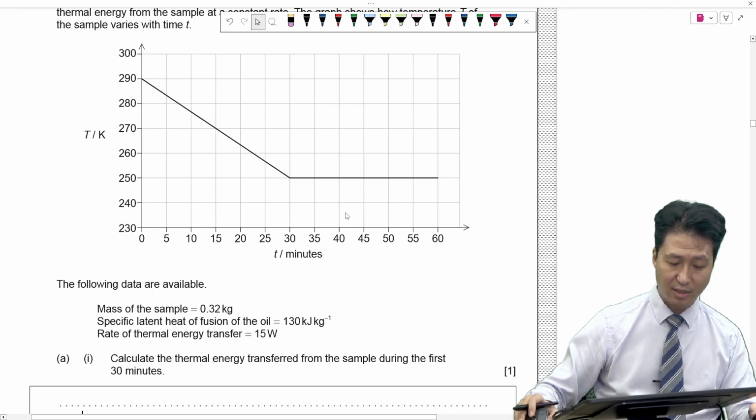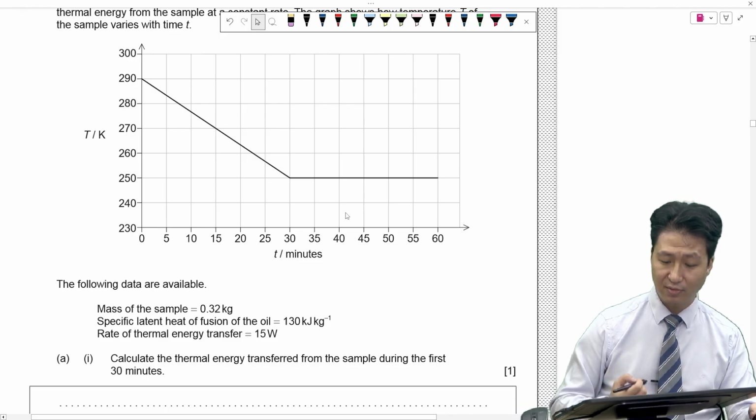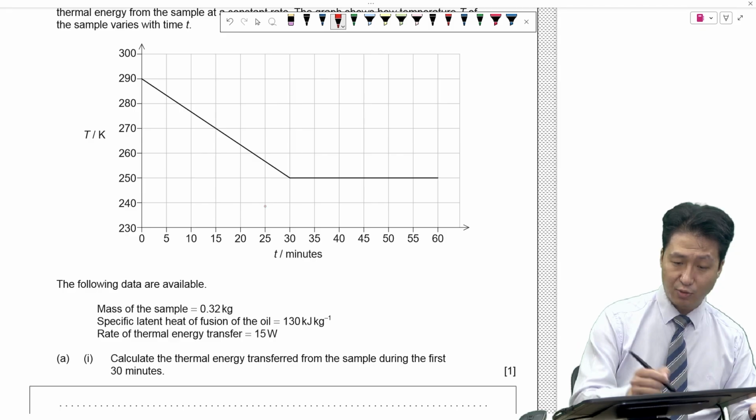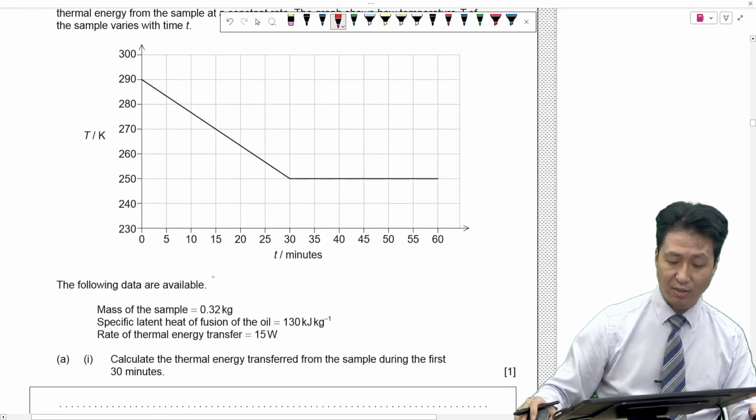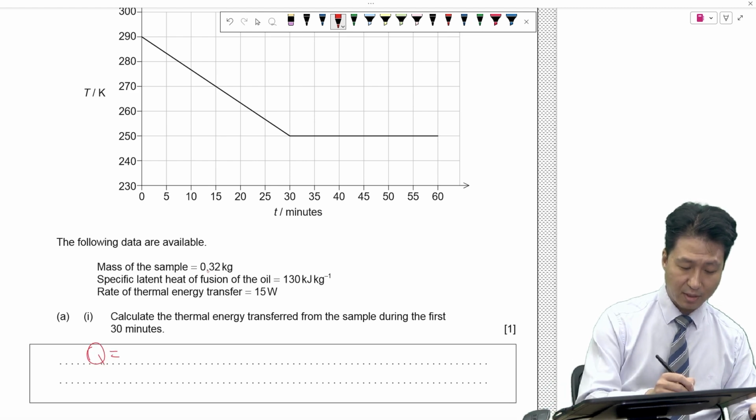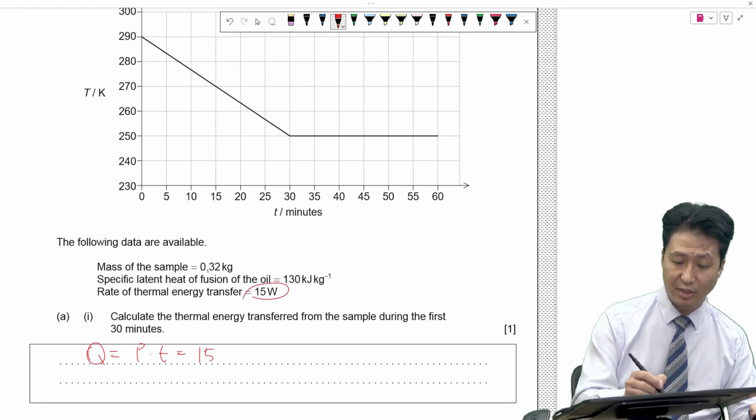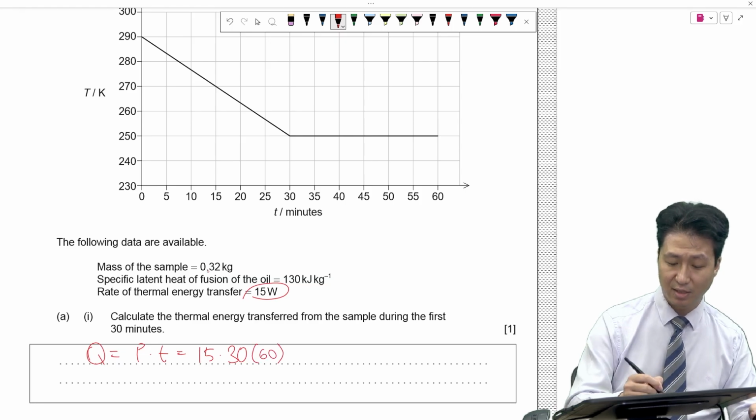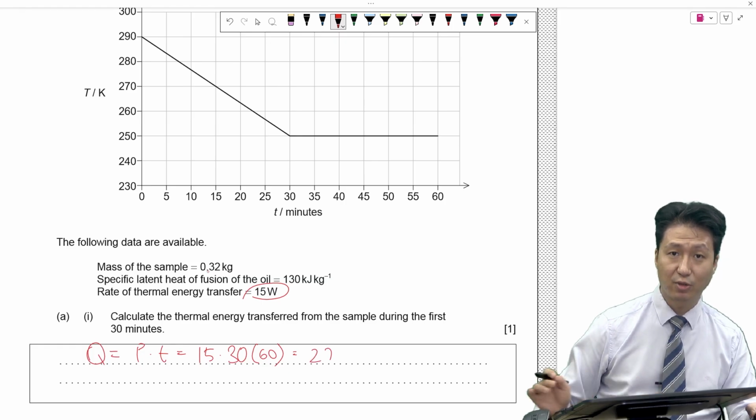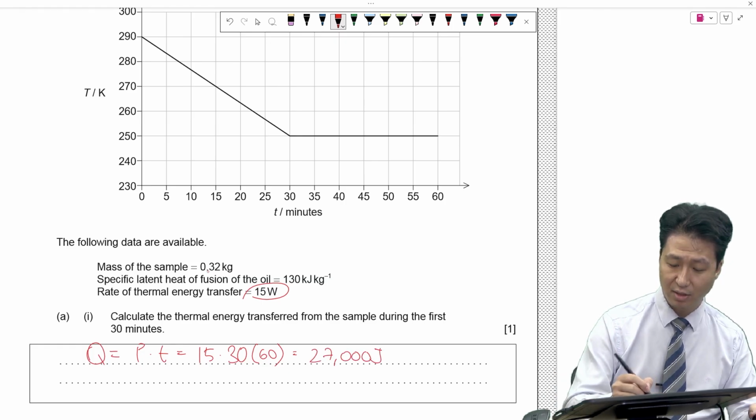In part A, it says calculate the thermal energy transferred from the sample during the first 30 minutes. So, to calculate the amount of thermal energy that is transferred, we have to use the power. The amount of thermal energy transferred is the power multiplied by the time. The power is given to be 15 watts. The amount of time is 30 minutes, and every minute is 60 seconds, which means that the total energy transferred would be about 27,000 joules.